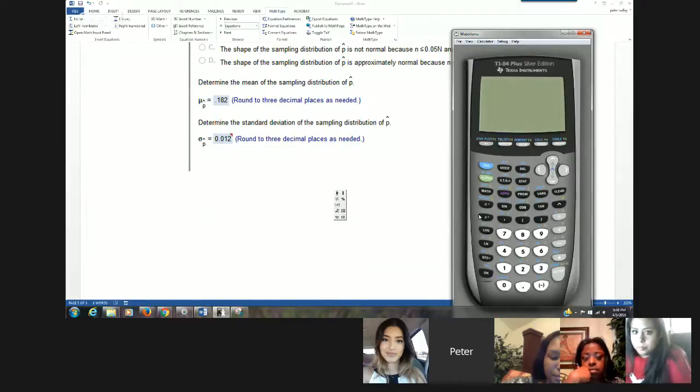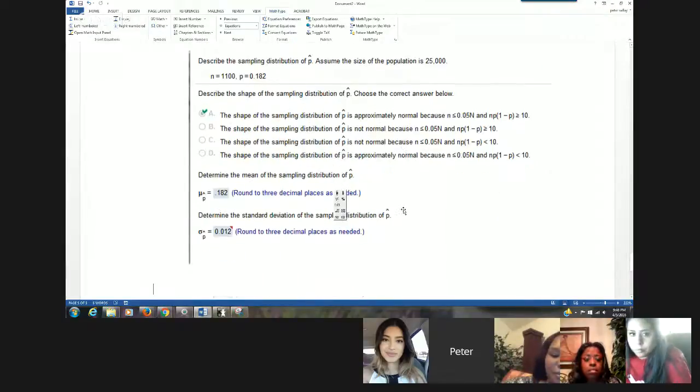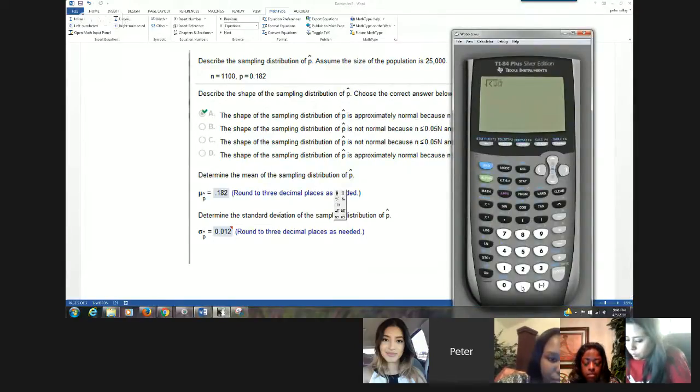Well, let me just go to the calculator then. The formula is the square root of our original p, so 0.182, times 1 minus 0.182, and then we're going to divide that by the sample size, which is 1,100. So that's a little different for proportions than it is for means. But you do get the formula chart on that. So anyways, that is that.